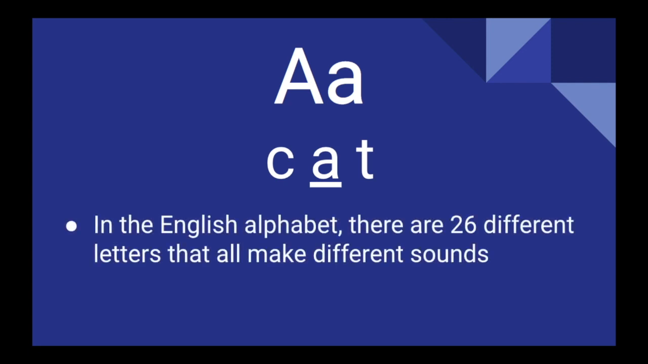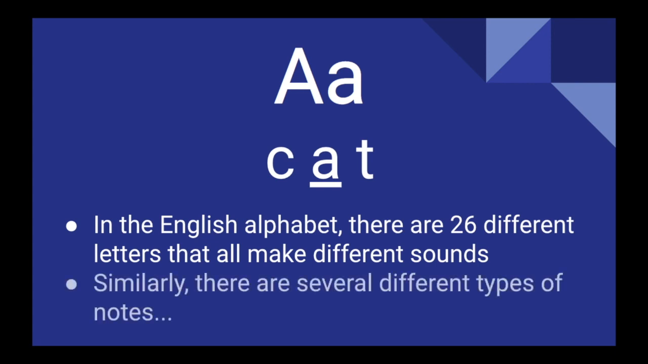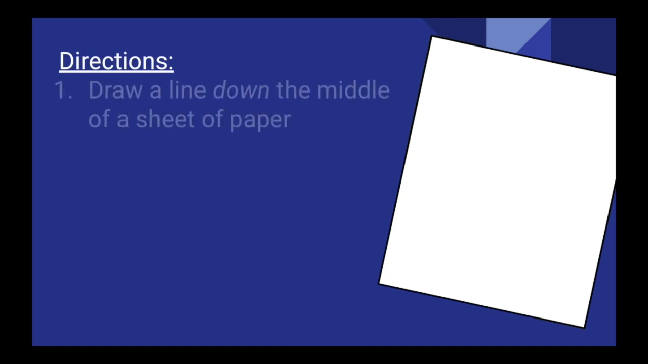In the English alphabet, there are 26 different letters that all make different sounds. Similarly, there are several different types of notes. And here's the part where I want you guys to start taking some notes. So just the directions here.